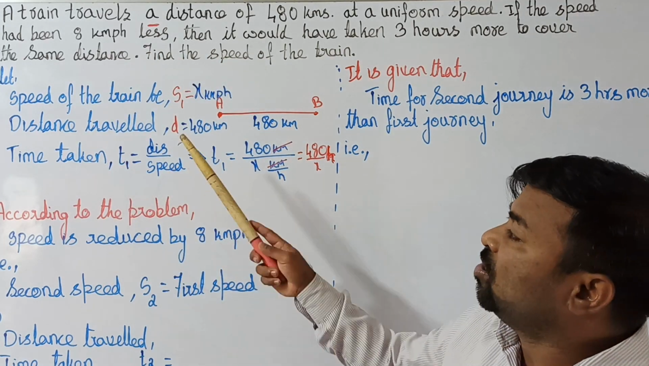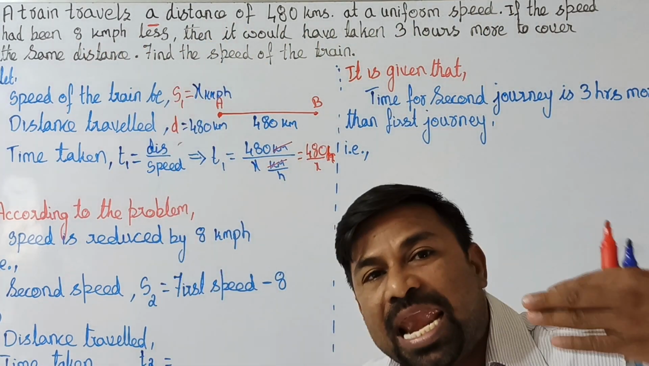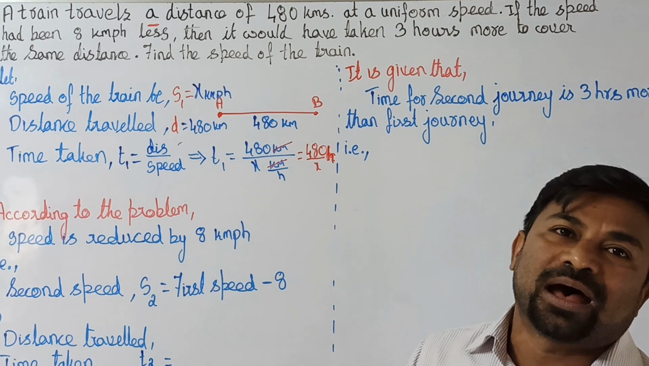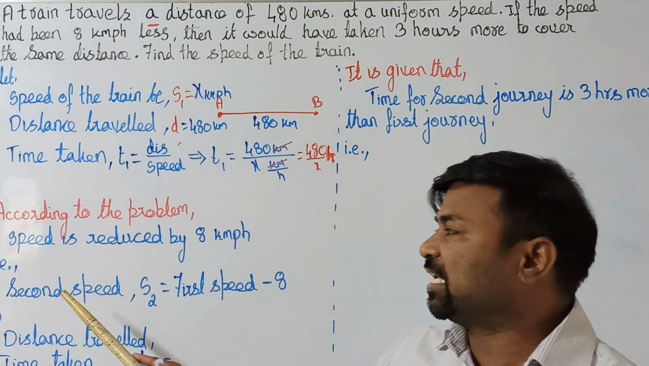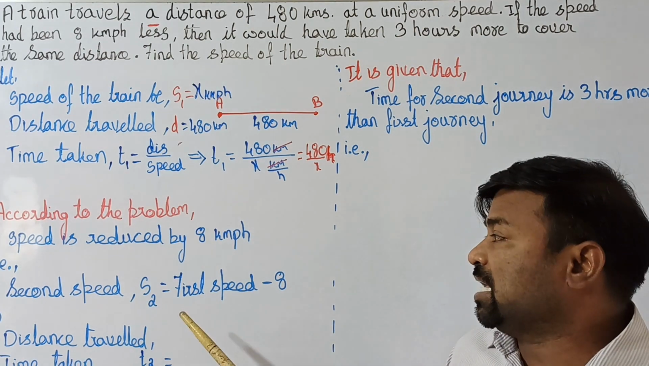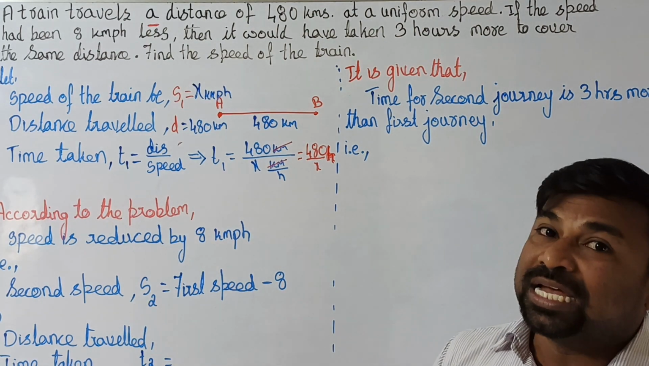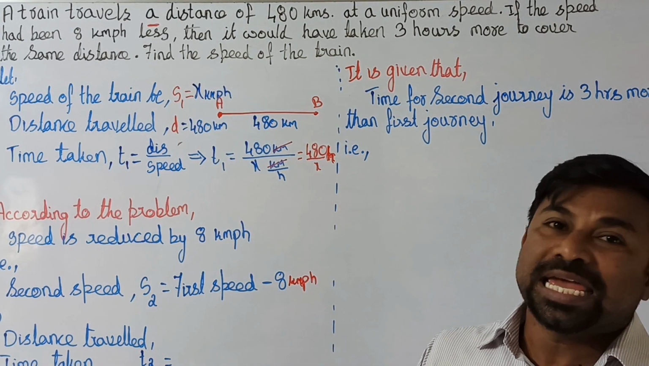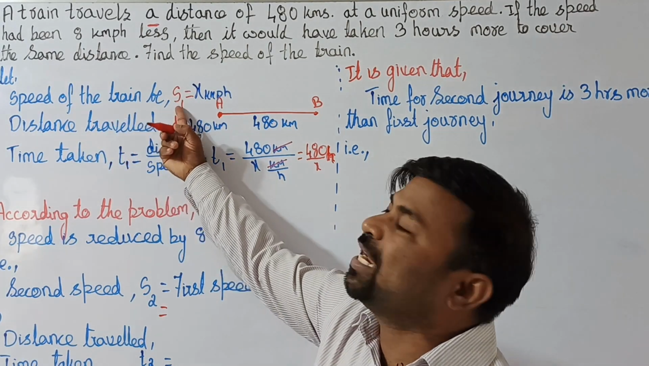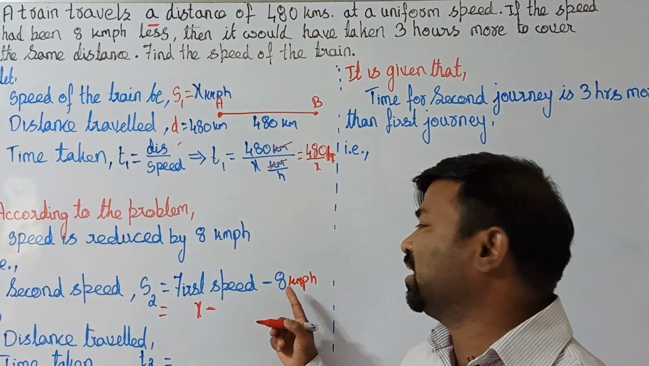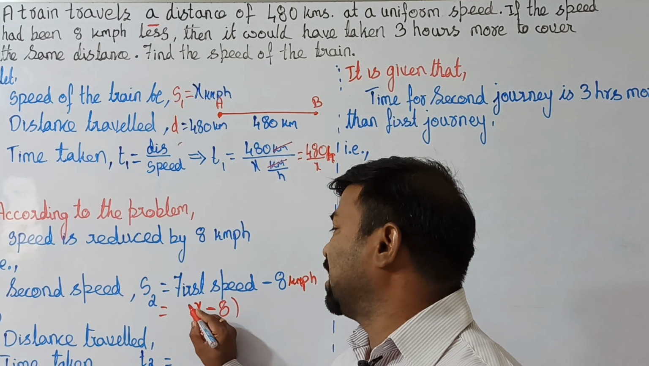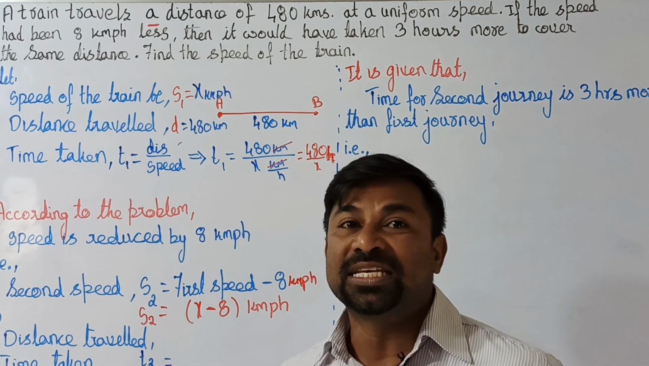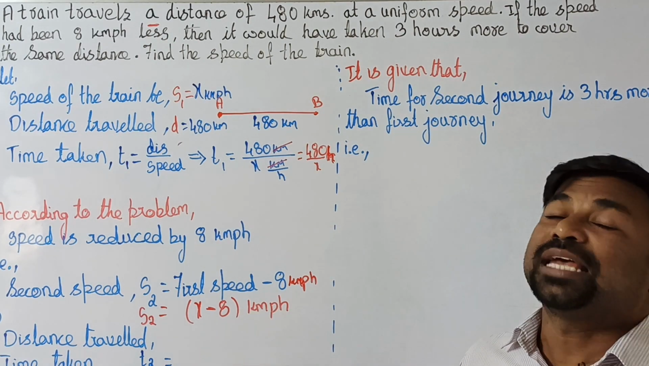Now let's go in the same way what he said. If the speed is 8 kilometers less, so the speed is reduced. According to the problem, speed is reduced by 8 kilometers per hour. What does it mean? Speed of the second journey, S2, equals first speed minus 8 kilometers per hour. Whatever might be the earlier one, we have to reduce it by 8. What is the first speed we have taken? The speed S1 is nothing but x kilometers per hour, minus 8. So the speed in the second case will be x minus 8 kilometers per hour. You have to remember this one. S2 means speed in the second case, it's becoming x minus 8 kilometers per hour.